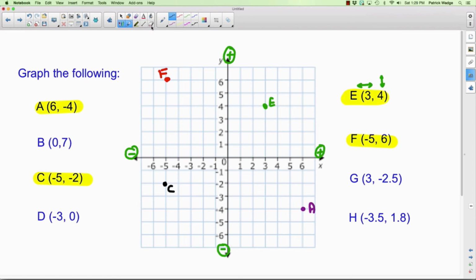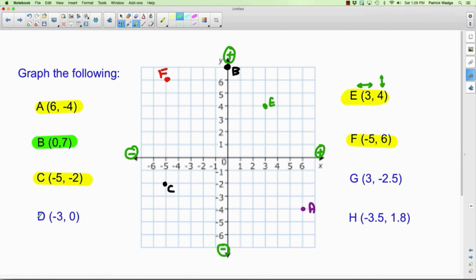Let's start with this one: 0, 7. So here's what a lot of people do. They go out here and they put their dot right there. That is incorrect. Because look, the 0 means you're going to go not at all in this direction. You're just going to stay at the origin. Then you're going up 7. 1, 2, 3, 4, 5, 6, 7. This is B right here.